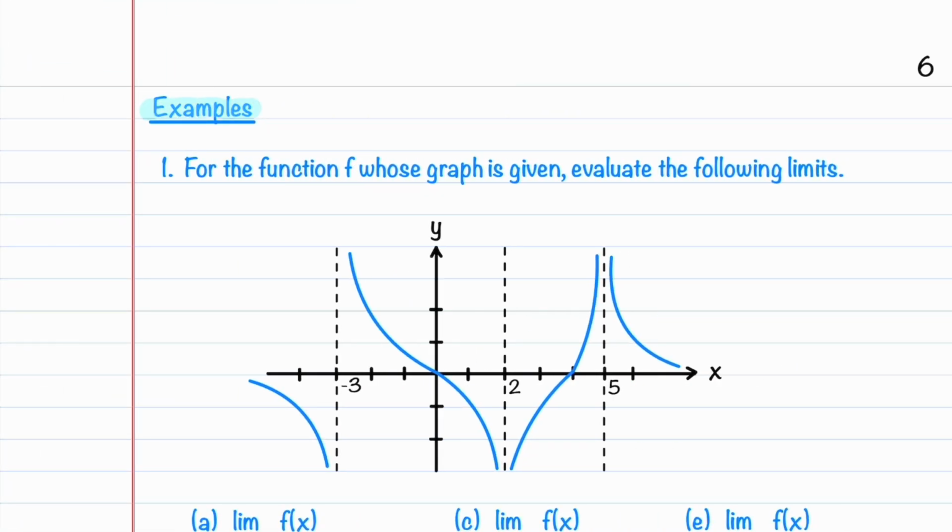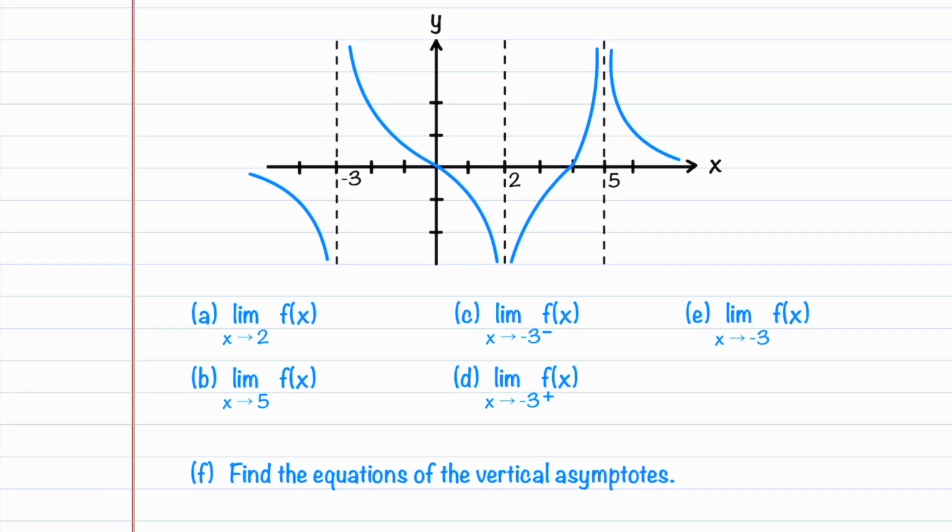Let's now look at two examples so that we can learn how to evaluate infinite limits, because these can be really tricky. In our first example, we have a function f whose graph is given, and we're asked to evaluate the following limits. Let's move this up so we can see our limits. The first limit that we're going to evaluate is the limit as x approaches 2 of f of x. Let's go up here and highlight 2, and then let's look at our function.